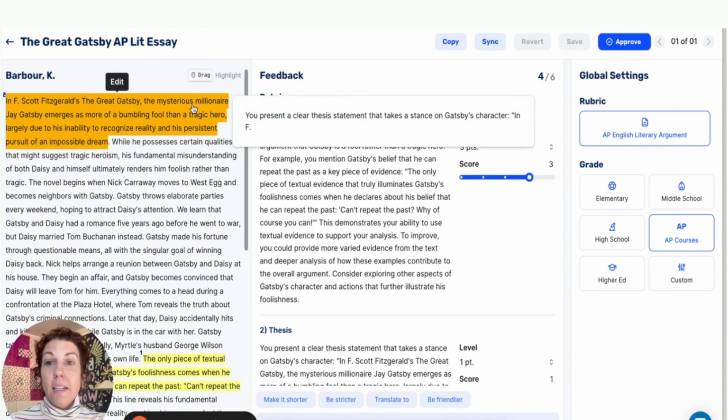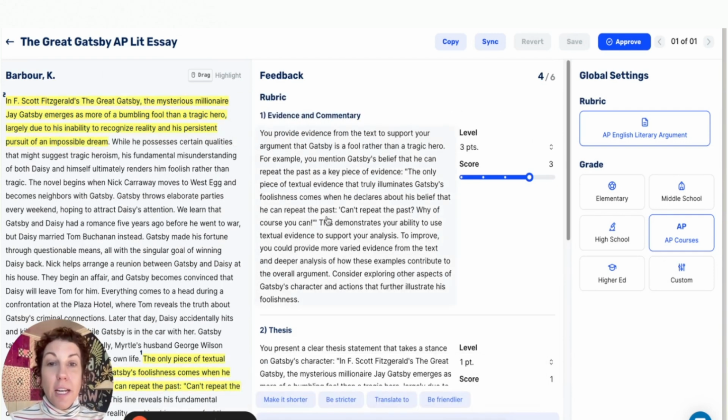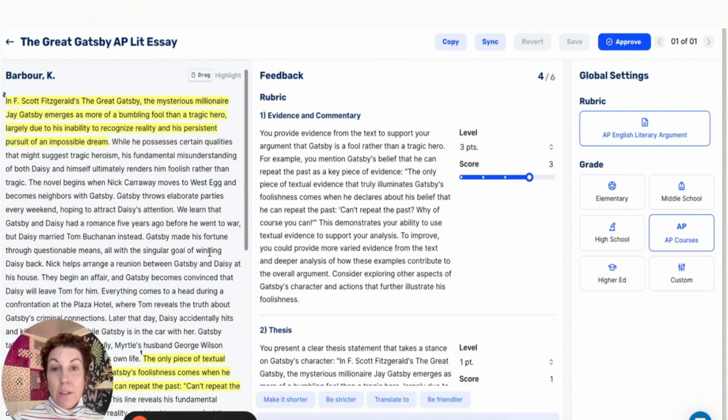First of all, we see the highlighted things over here, which connect really nicely to each specific thing in the rubric. Okay, so to start, let's look at this first piece in the rubric, which is evidence and commentary. Now, in the student's paper, which I skim before I look at the CoGrader feedback, what I'm noticing is that the student only had one piece of textual evidence. Now, any AP Lit teacher knows that one is not going to cut it.